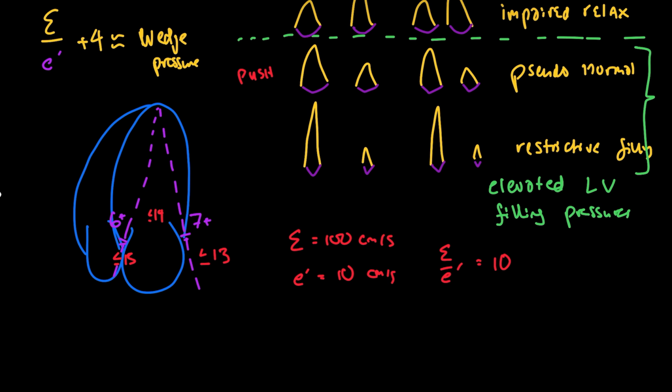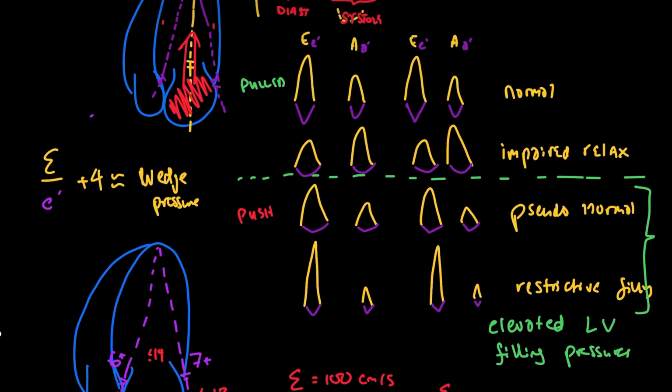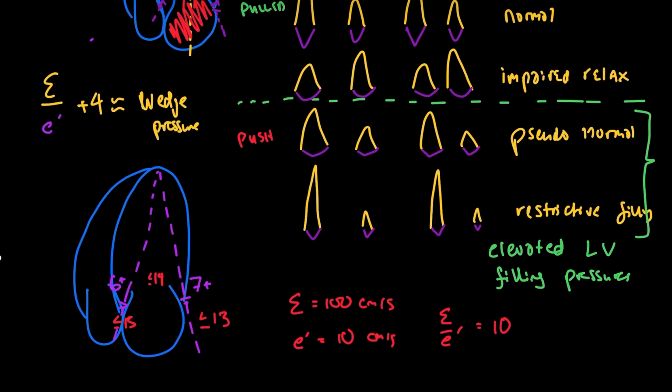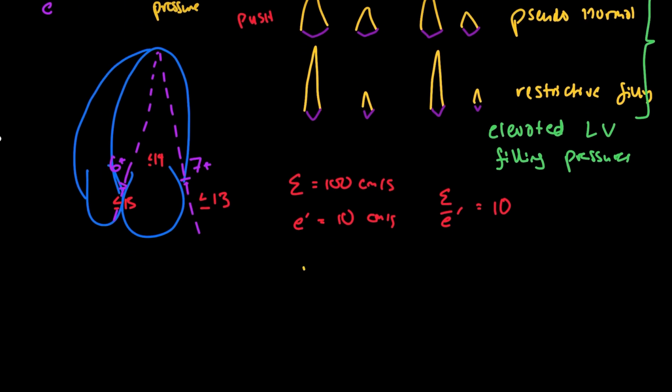Now, what if instead, we're going to scroll up here. So what if we're looking at this pseudonormal pattern, this pushing, when your E is again, your E is good, it's 100. The E and A waves look exactly the same as it did in normal. But now let's say that your E prime is decreased. Your E prime is down to 5.